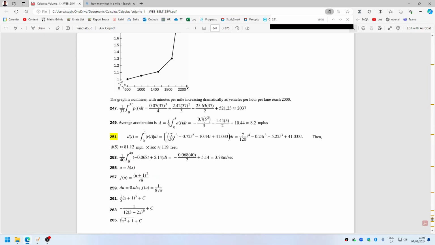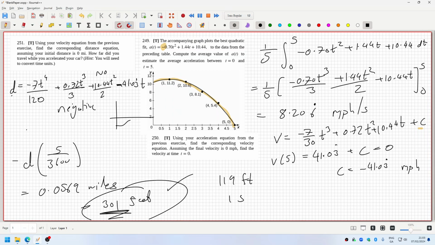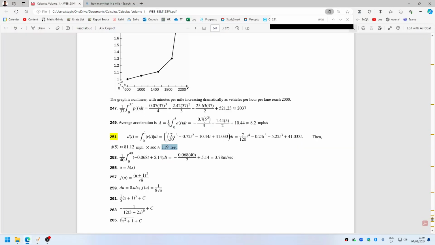So D5 would be roughly 81, which is that integration for 1 hour. Multiply. Okay, so I think they should multiply this by 5, but I feel like my answer is more accurate because I'm just doing the integration of the velocity for 5 seconds. Yeah, okay, I'm gonna open a ticket. I think this answer should be 5 times bigger. But they did just say second, not 5 seconds. So is this already 81.12 miles per hour times a second.